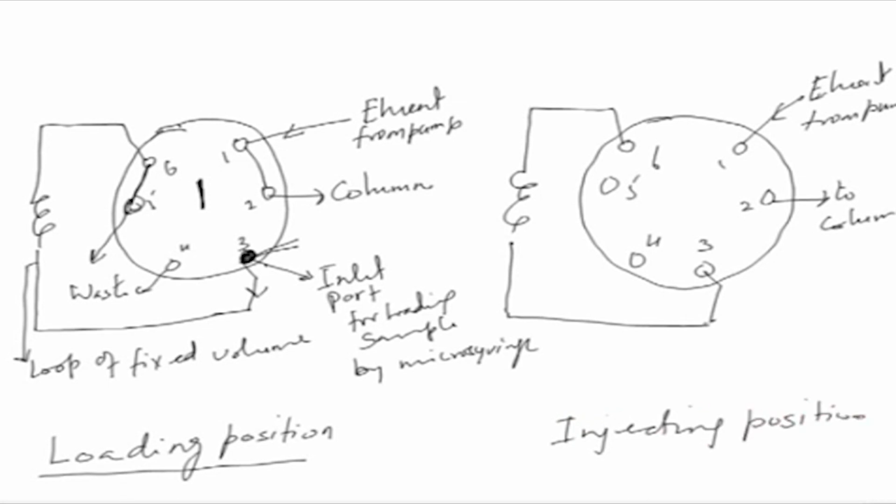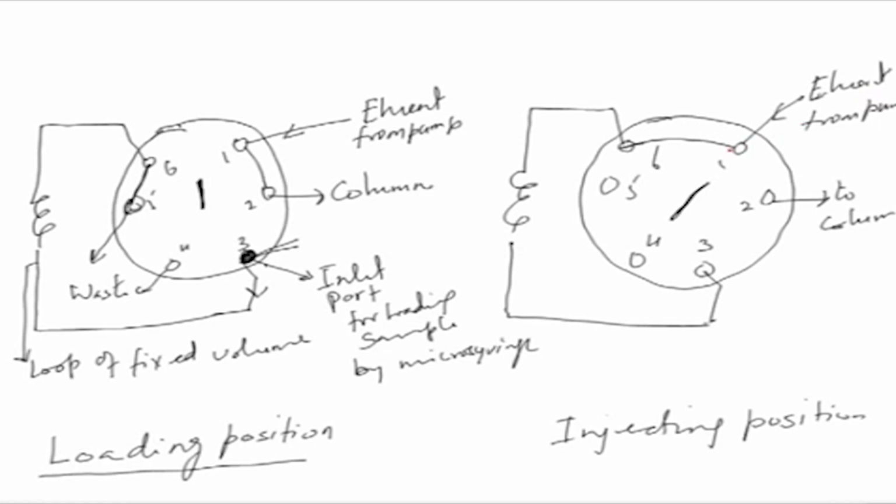Now, this knob which was here will be shifted to the injecting position. You can just rotate it to this position, and now the configuration will change. The eluent which was going directly to port number 2 will, as you change this knob, go to port number 6, and now port number 6 and 5 are not connected. So, what is happening?